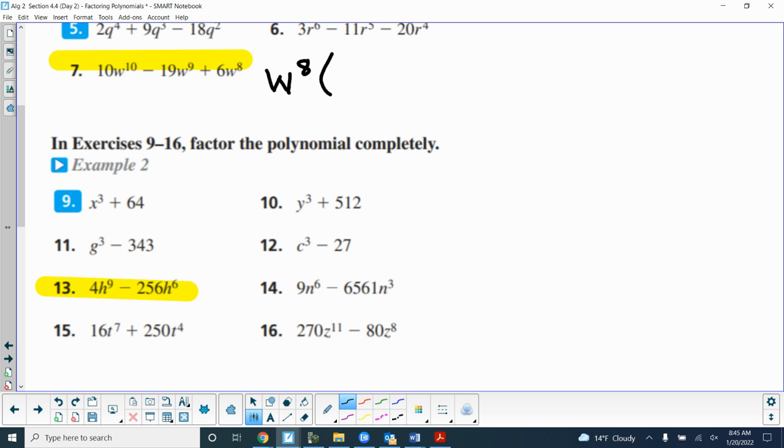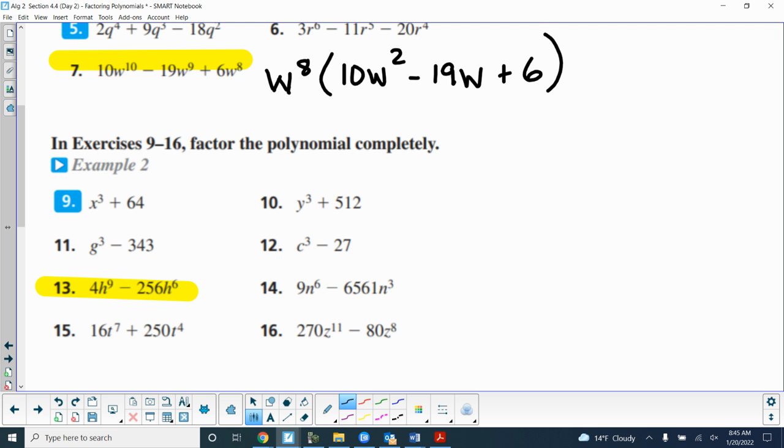So 10w to the 10th divided by 1w to the 8th is 10w squared, right? Negative 19w to the 9th divided by 1w to the 8th is negative 19w, right? And then 6w to the 8th divided by w to the 8th is 6.